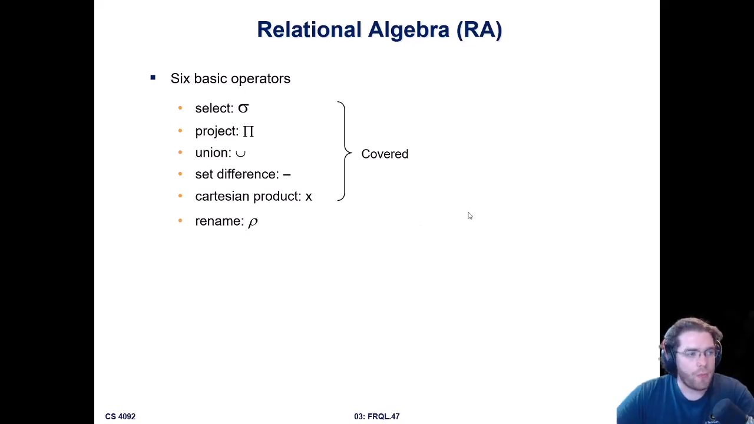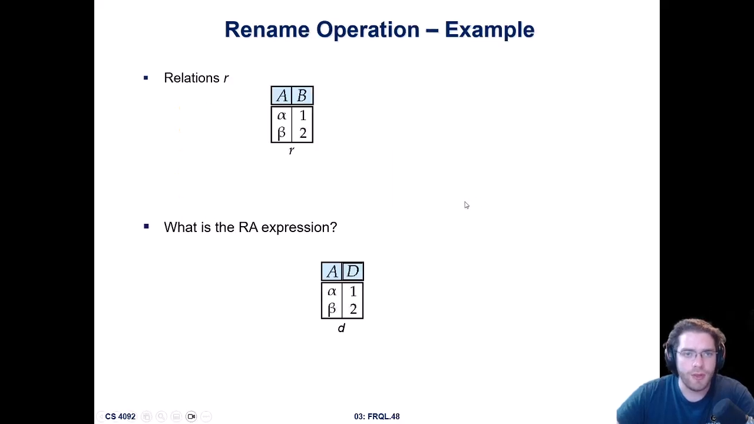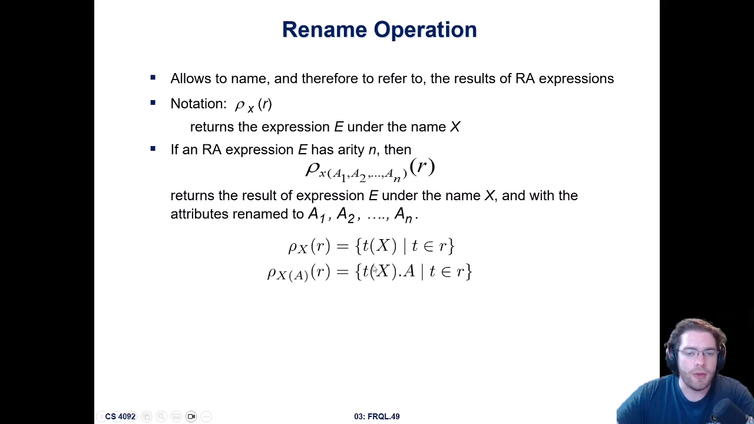So the rename operation is a bit separate, and it might seem more straightforward than it actually appears to be under the hood. I wanted to have its own separate video just because there's a bit of algebra going on here too. Essentially, our rename operation, where we change our relation R with attributes A, B into relation D with attributes A, D, is something along the lines of this behind the back end there. So this allows us to name and refer to results of RA expressions.